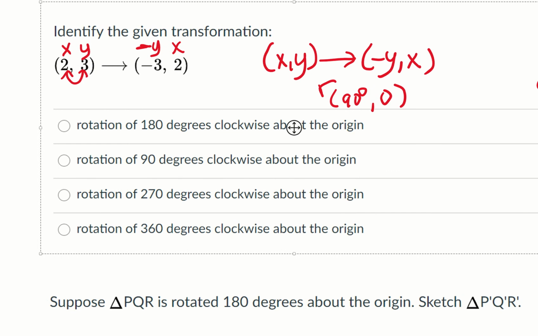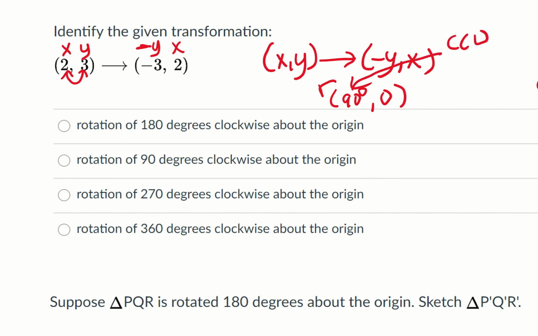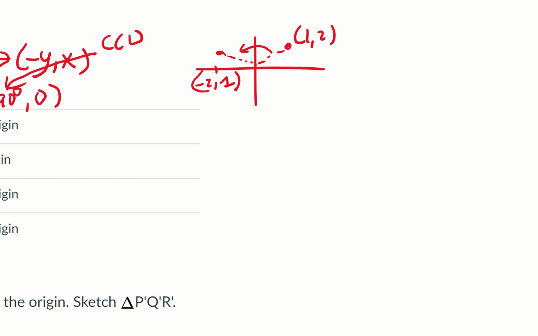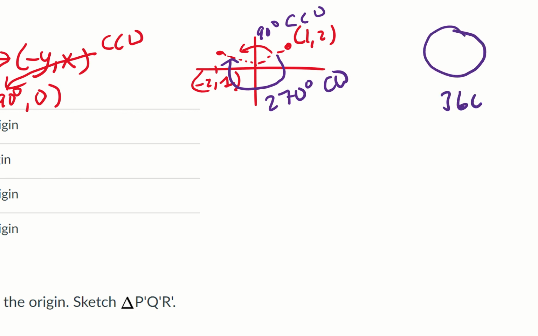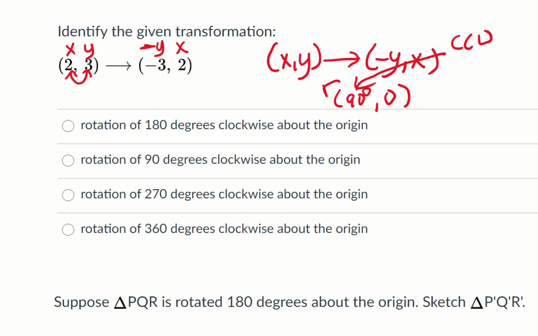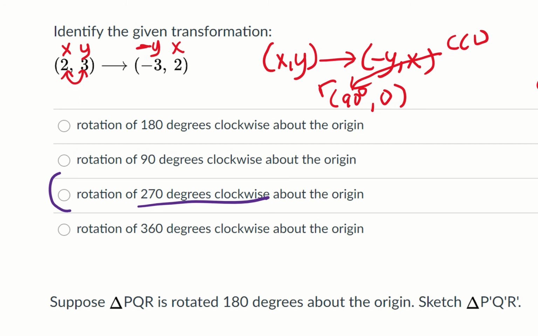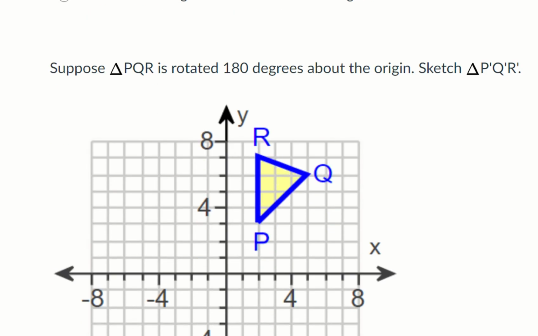Now here they're saying, if it's 90 degrees counterclockwise, how much of an angle is that clockwise? Well, if it's 90 degrees this way, then it has to be 270 degrees clockwise, because the angles have to add up to 360. A full circle is 360 degrees. So this is 270 clockwise about the origin. So this is our answer.